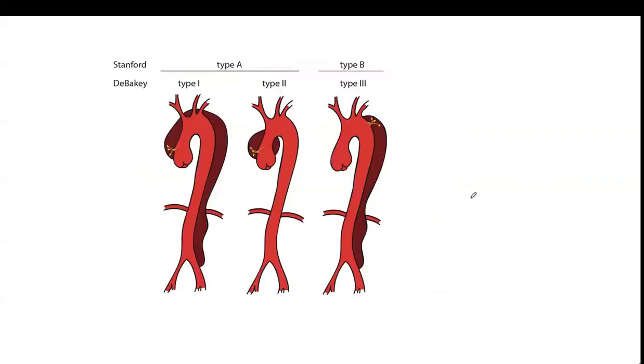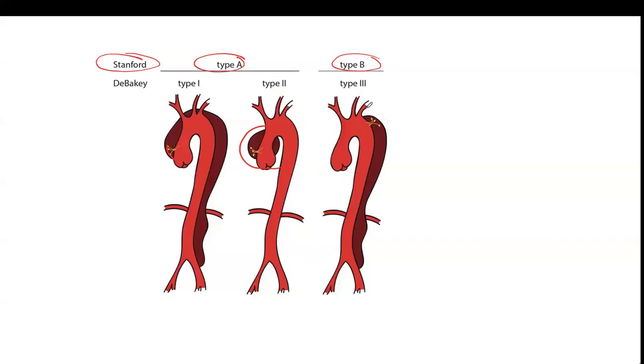Now, we divide the aortic dissection into two parts. So we don't follow the DeBakey classification, we follow the Stanford classification. Stanford classification divides the dissection into type A and type B. Type A has two types. You can see that this one starts from the proximal aorta and goes throughout the aorta, or this one just proximal. So when it is proximal, it's type A.